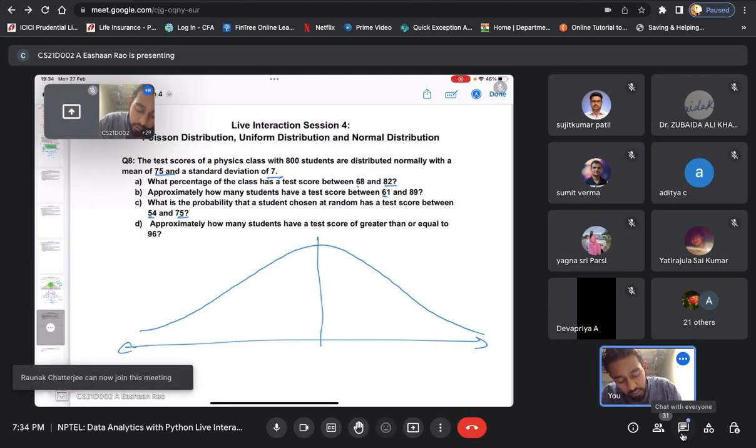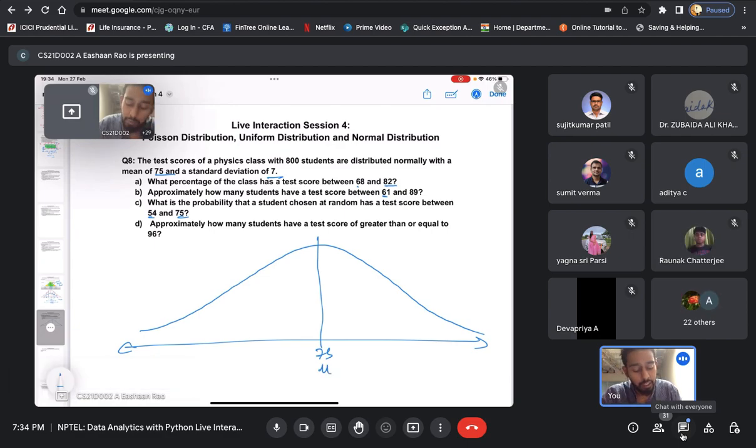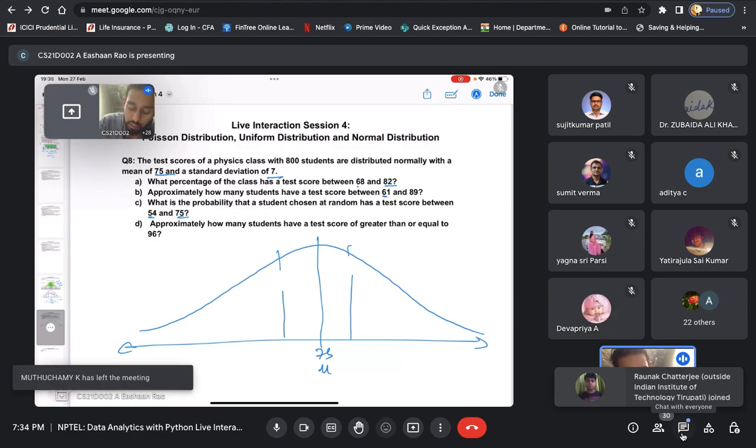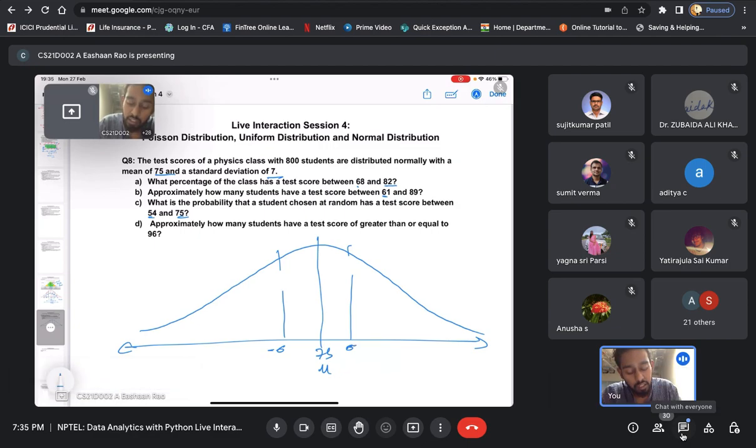Okay, so let's assume this is 75, the mean that I'm having. So I'm directly defining the mean. Now here I'm having plus minus sigma, plus sigma. So I just have to add the sigma deviation values while adding to or subtracting from the mean.